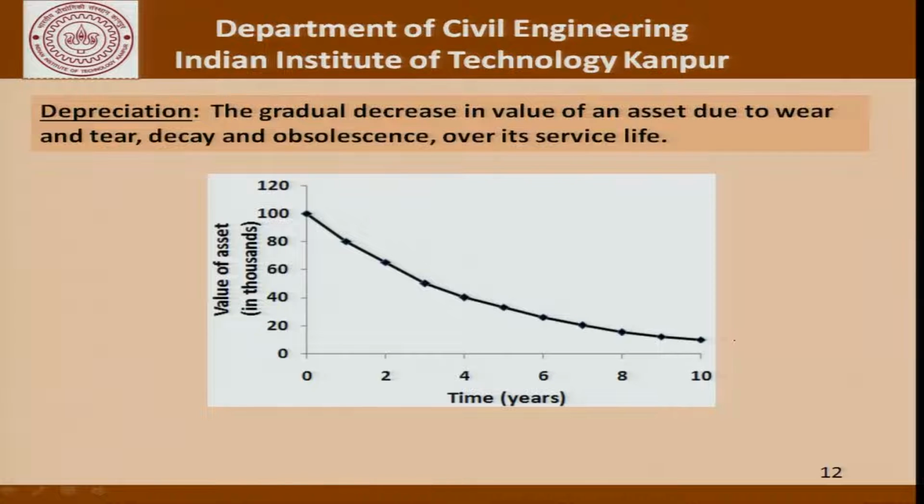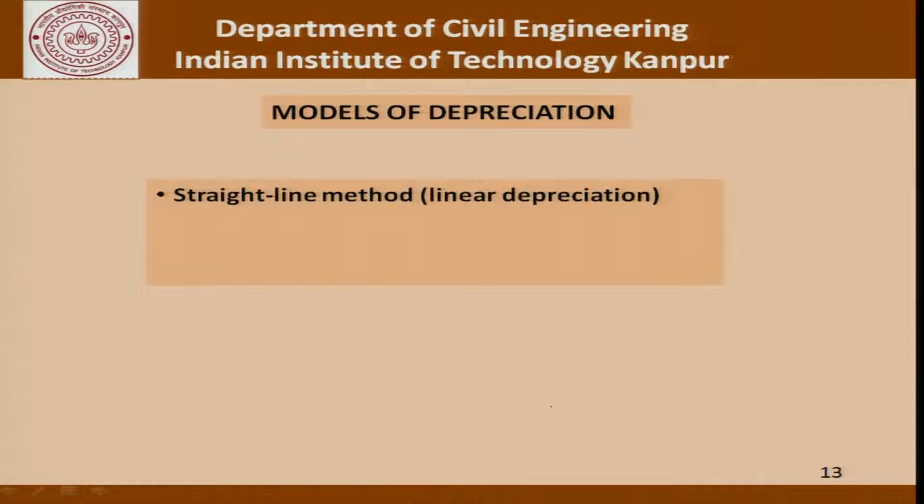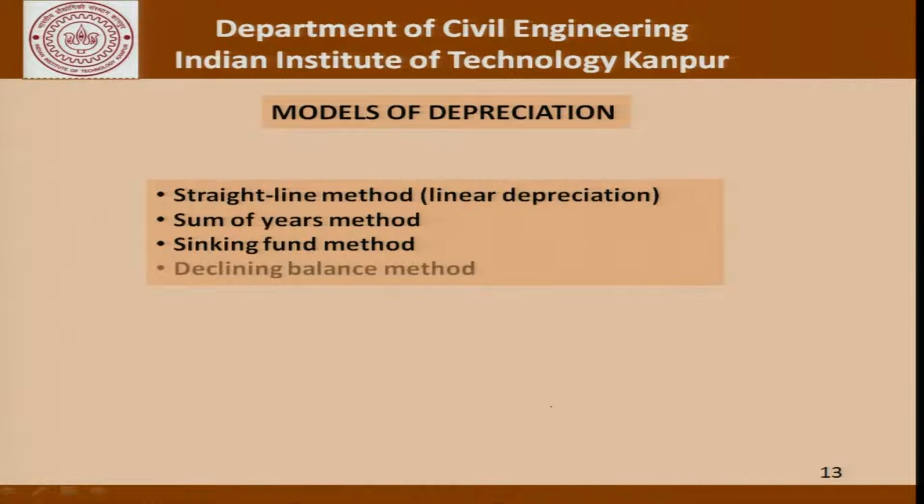We have already defined depreciation as the gradual decrease in the value of the asset, and what we are looking at is the methodology as to what should be a common, accepted and acceptable, reasonable variation of the value of the asset over time. So, for this we have different methods that are available to us. The straight line method, or what is called linear depreciation, the sum of years method, sinking fund method, and the declining balance method. So, these are some of the commonly used methods for applying depreciation and determining the book value.